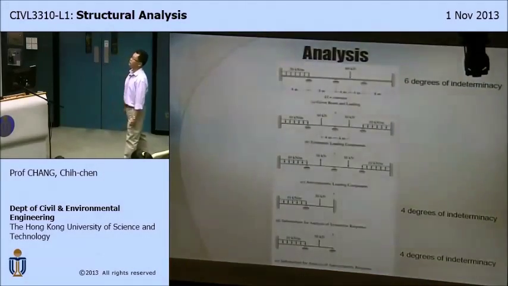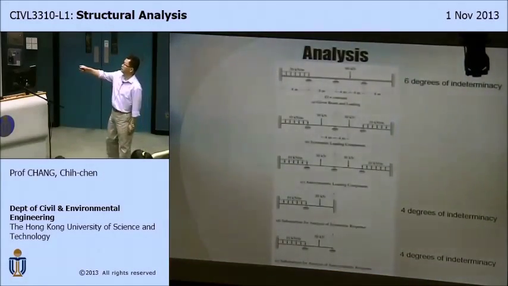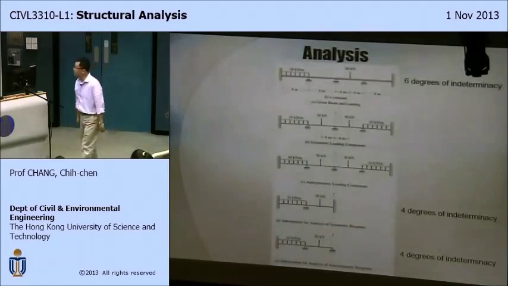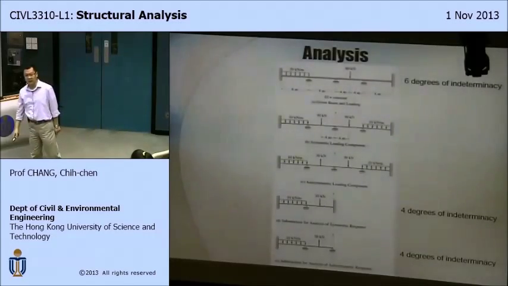Now, this structure, take a look. Clamp, clamp, and roller, roller, roller. So it has 6 degrees of indeterminacy.